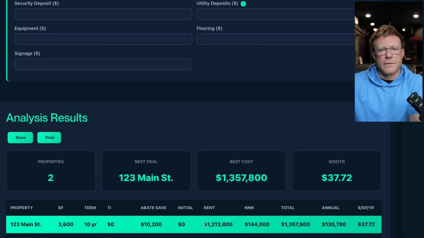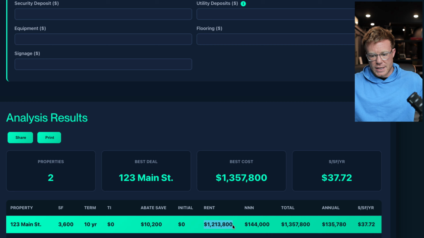But over the course of the lease, we have a total cost over the entire 10 years of $1,213,800 plus triple net of $144, which gives you a total of $1,357,800. Compared to the other site, when you add all those up, that one, the total is $1,457,400. So this is why it is highlighted in green, because the overall cost over the entire term of the lease is less. It's a very simple spreadsheet equation made into a cute little calculator.